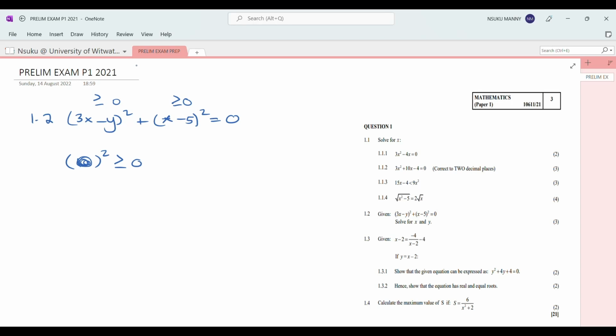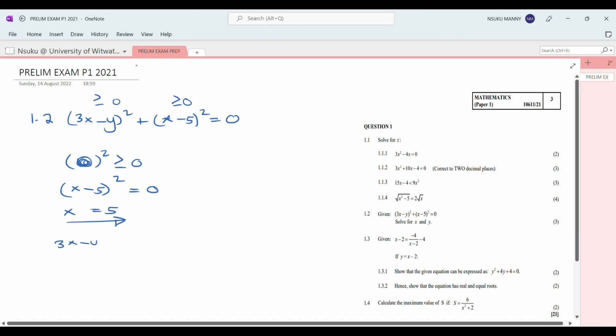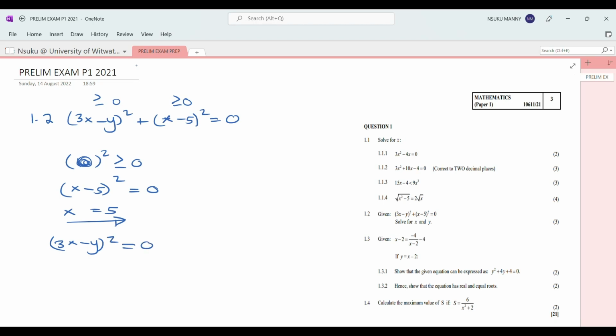With that knowledge, we're going to say (x minus 5) squared has to be equal to 0. That's an easy sum to solve. From here we know that x is equal to 5, right? Now that we found the value of x, we can substitute that value into the first term, (3x minus y) all squared, and say it's equal to 0 as well.